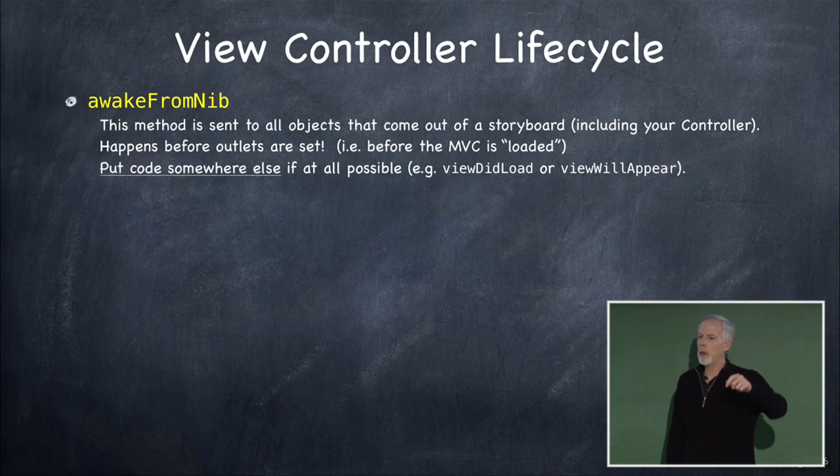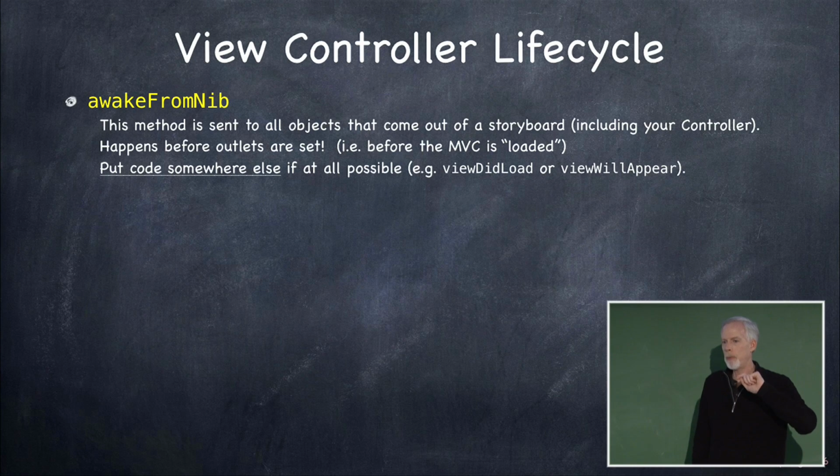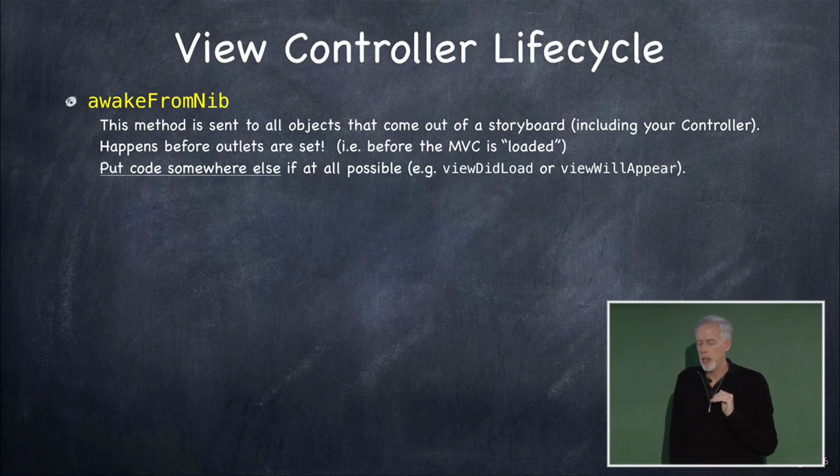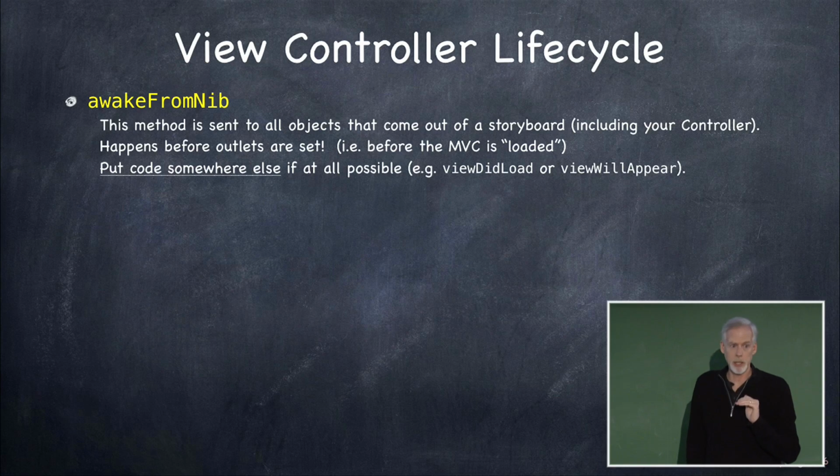Okay, going back to the very beginning of the life cycle, there's another interesting method called awake from nib. Okay, awake from nib is sent to you really early, before preparation, before outlet setting, before all that, but only if you're coming out of a storyboard. So it's this really early method that gets called, and it actually gets sent to every object that comes out of a storyboard, not just view controllers.